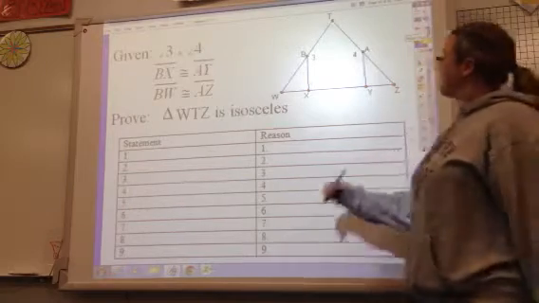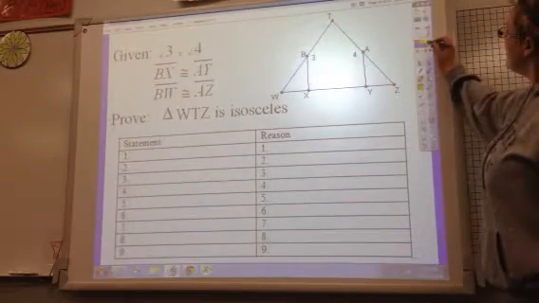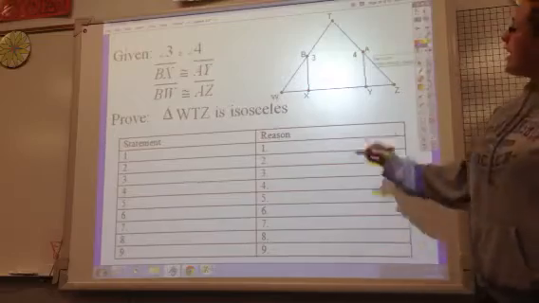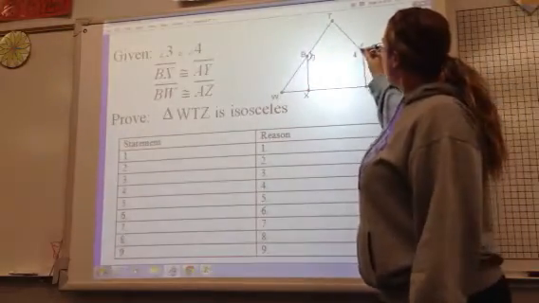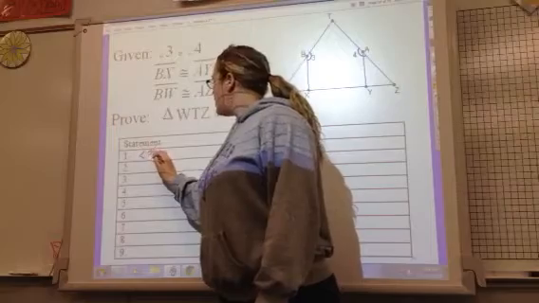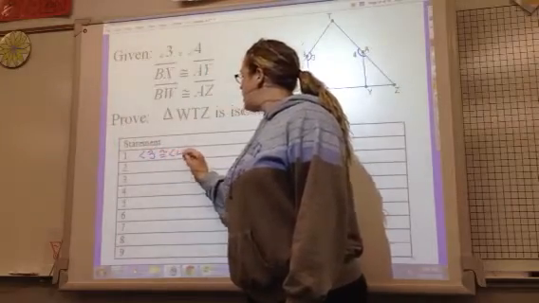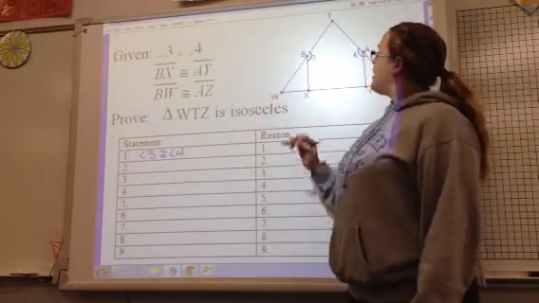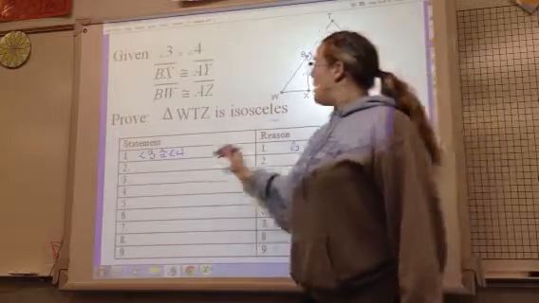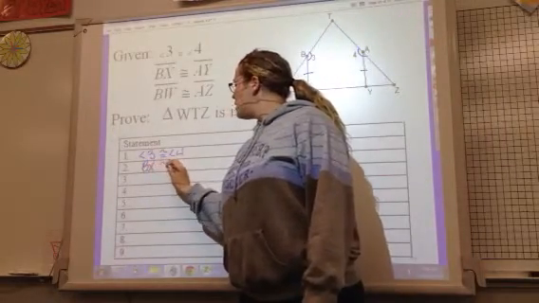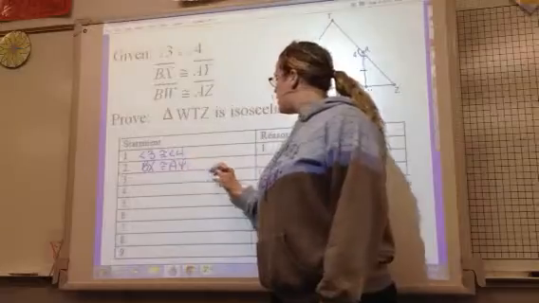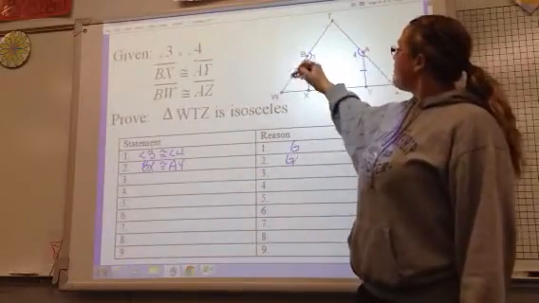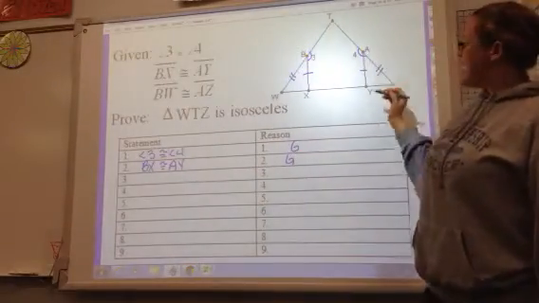All right, proof time. So I know that angle 3 is congruent to angle 4. I know that BX is congruent to AY. And BW is congruent to AZ.